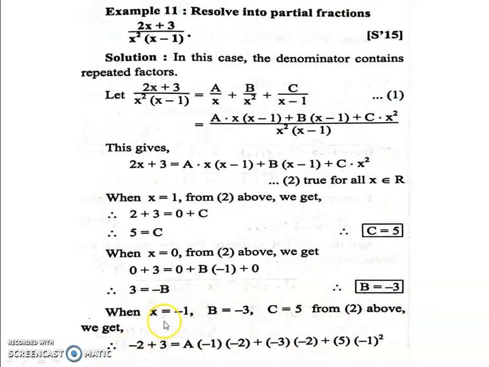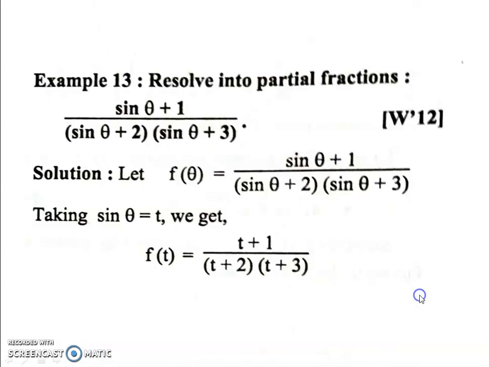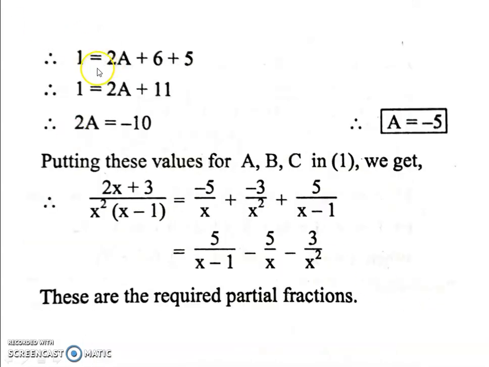Now x equal to minus 1 is given. Because we put first 1, then we have to compulsorily put x equal to minus 1. B is equal to minus 3, C equal to 5 in the above equations. So we derive minus 2 plus 3, A into minus 1 minus 2, plus 3 into minus 2, 5 into minus 1 square. So equating, 1 equals 2A plus 6 plus 5, 1 is equal to 2A plus 11. 11 goes this side, so minus 10. A is minus 10, divided by 2, so A is equal to minus 5.